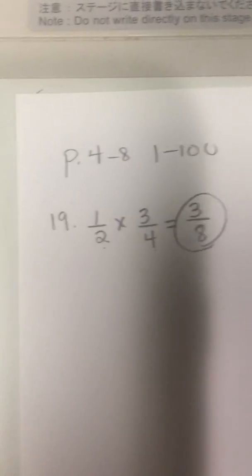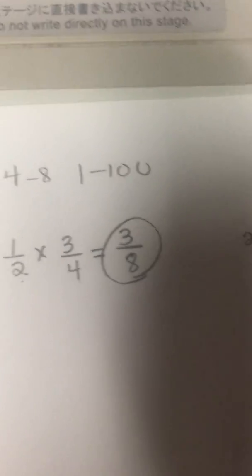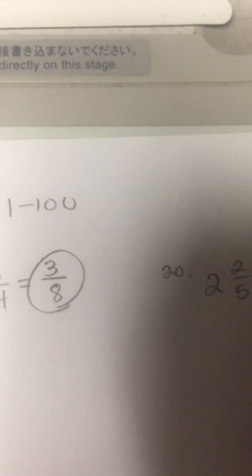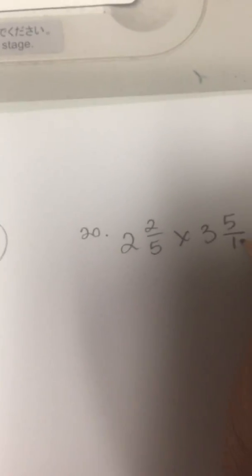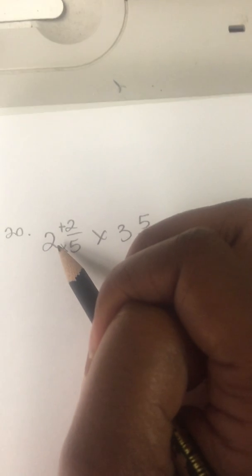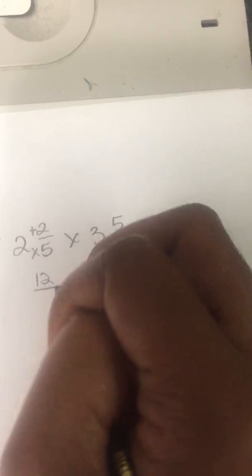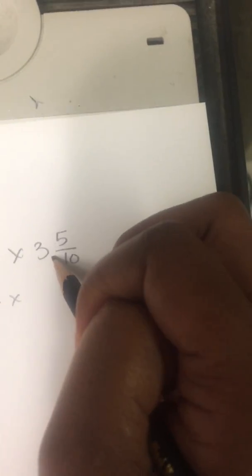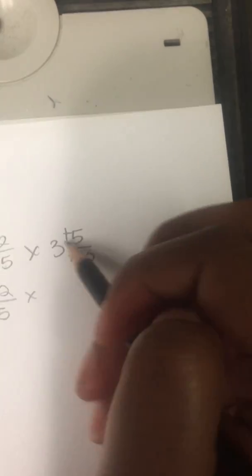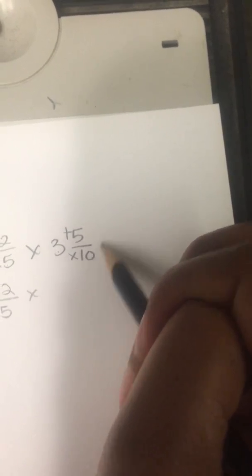Next, on 20, for example, because I want to make sure you have enough examples. You have 2 and 2/5 times 3 and 5 over 10. First I would change my mixed numbers to improper fractions by multiplying. 2 times 5 is 10, plus 2 is 12, and you leave your denominator alone. Next, we're going to multiply and then add. 3 times 10 is 30, plus 5 is 35, and you leave the denominator alone.